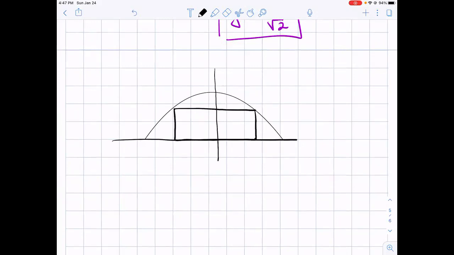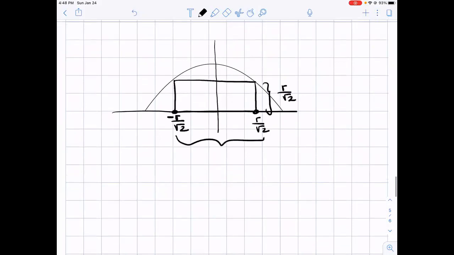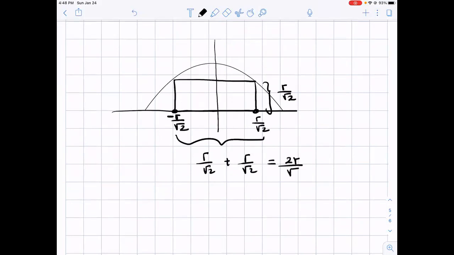So we know x is r over the square root of 2, and this is the x value here. Now this side here will be minus r over the square root of 2. So maybe I should write this closer here. This is r over the square root of 2. And the y value here is r over square root of 2 also. So the total length is r over the square root of 2 plus r over the square root of 2, which is equal to 2r over the square root of 2.